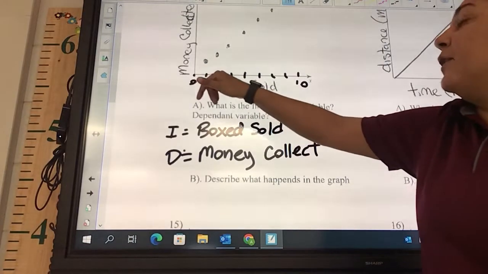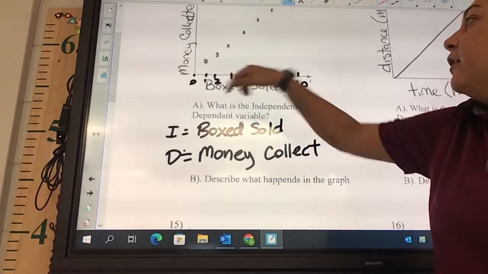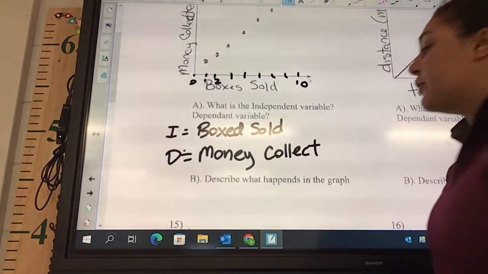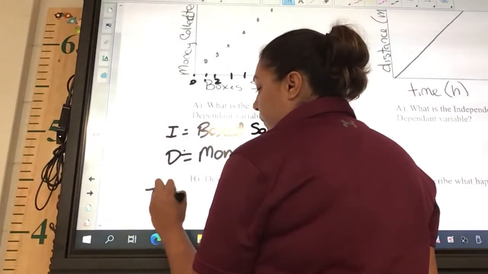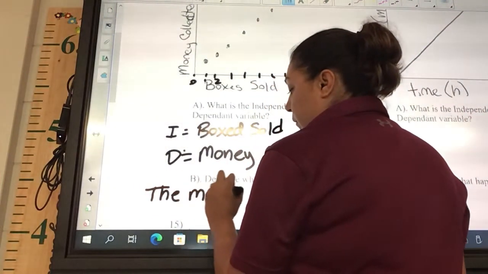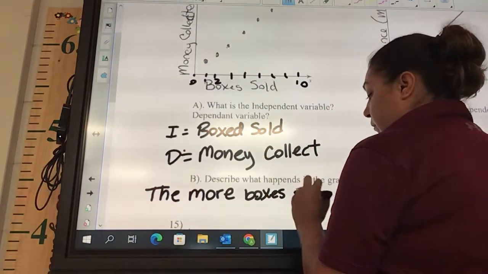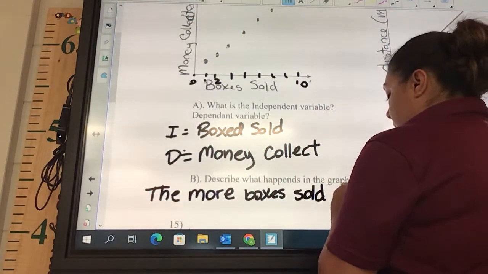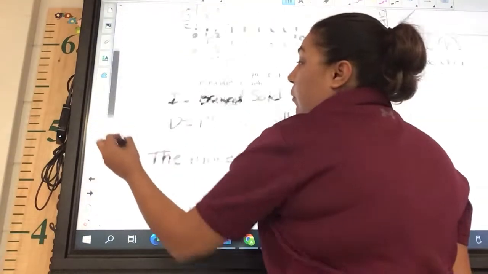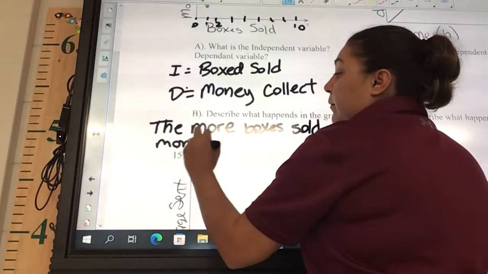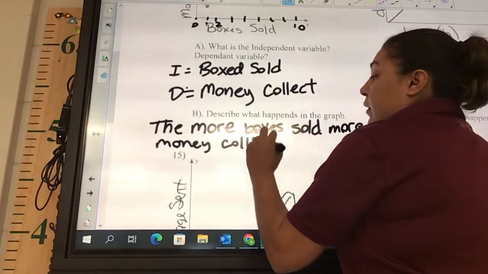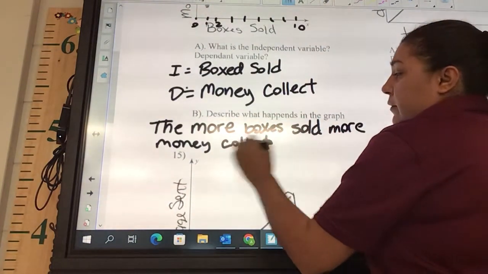And we can look at this. If I sell one box, maybe it's $10. If I sell 10 boxes, maybe it's $100. So the more boxes sold, the more money collected.